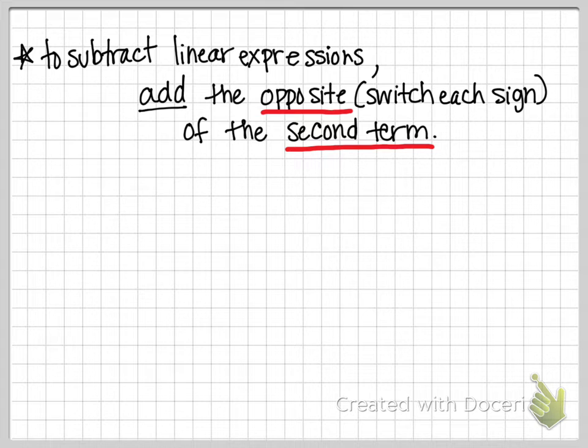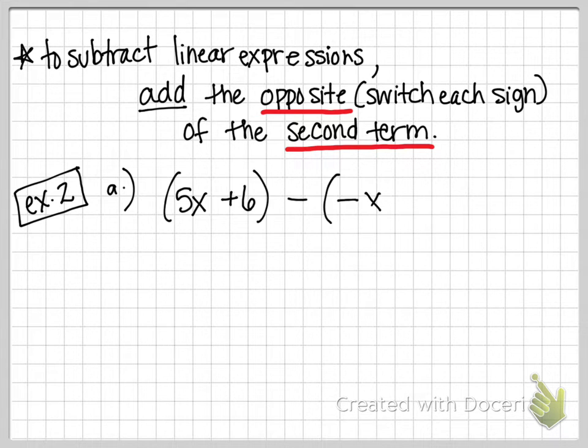So let's look at what this looks like. Okay, we've got 5x plus 6 minus negative x plus 6. We're going to add the opposite of the second term. The first term stays the same, but rather than subtracting, we're going to add the opposite, which means we need to change every sign in the second term. Natalie? Can we cancel out the 2 minuses or no? That's technically what we're doing, yes. But we also have to change this sign when we do that, okay?